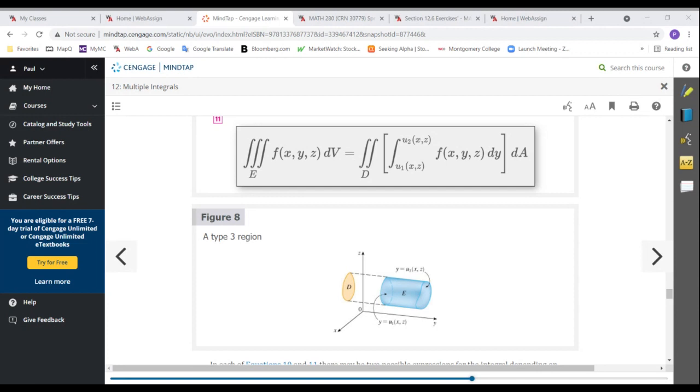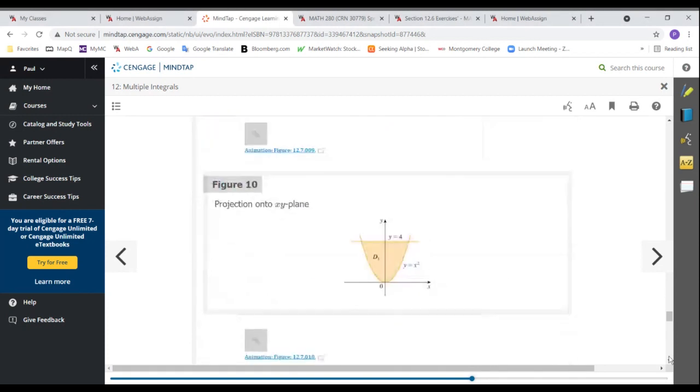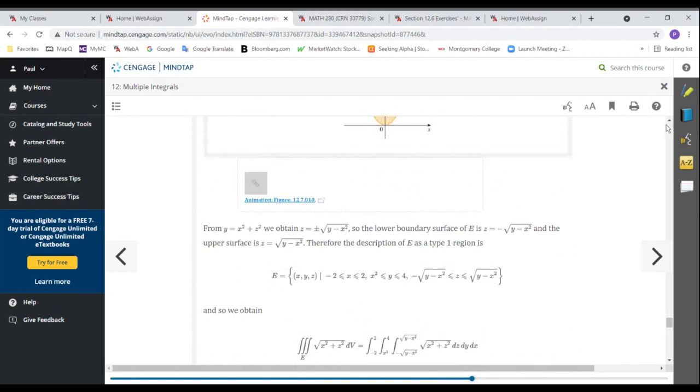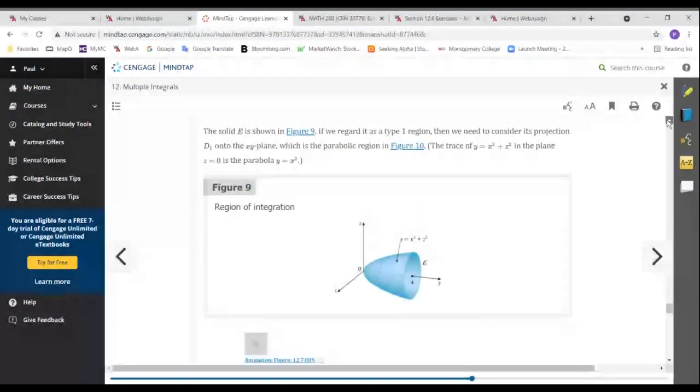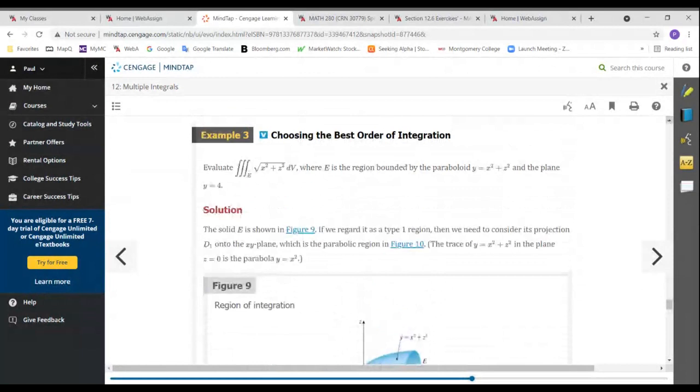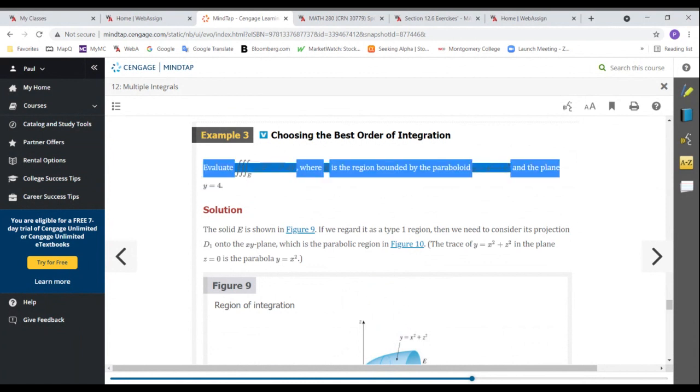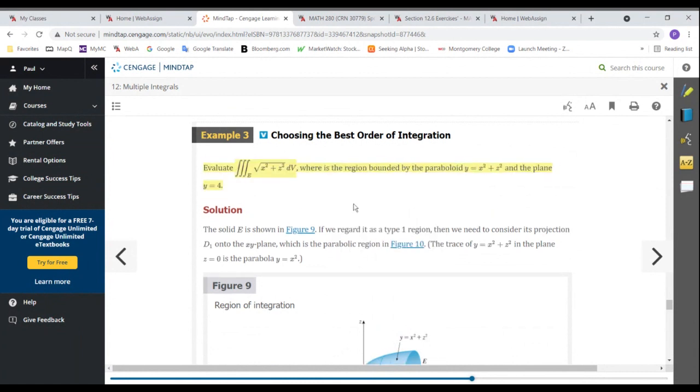All right, let me keep going here. I want to go a little bit longer here in chapter 12. So really, which order of integration you use depends on the example you're talking about. Okay, so in example 3 here, they want you to evaluate this triple integral where E is the region.